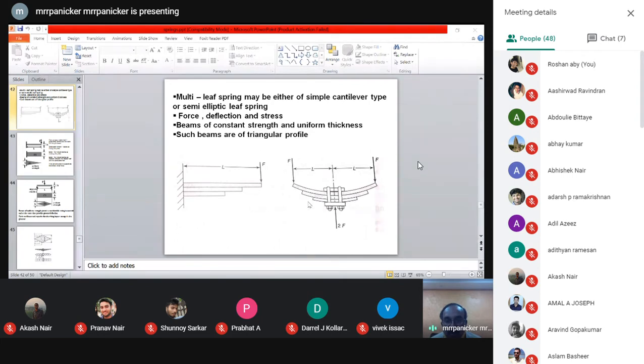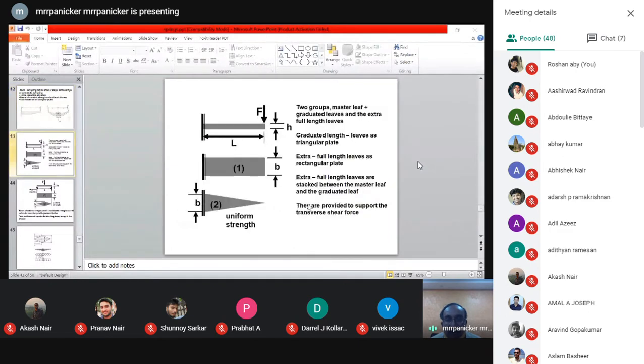Then one or two full length leaves to take care of transverse. So there are two groups. First, just note down that, since the slide is there: master leaf plus graduated leaves. That is one group. Master leaf means the top leaf, and it has an eye at both sides.